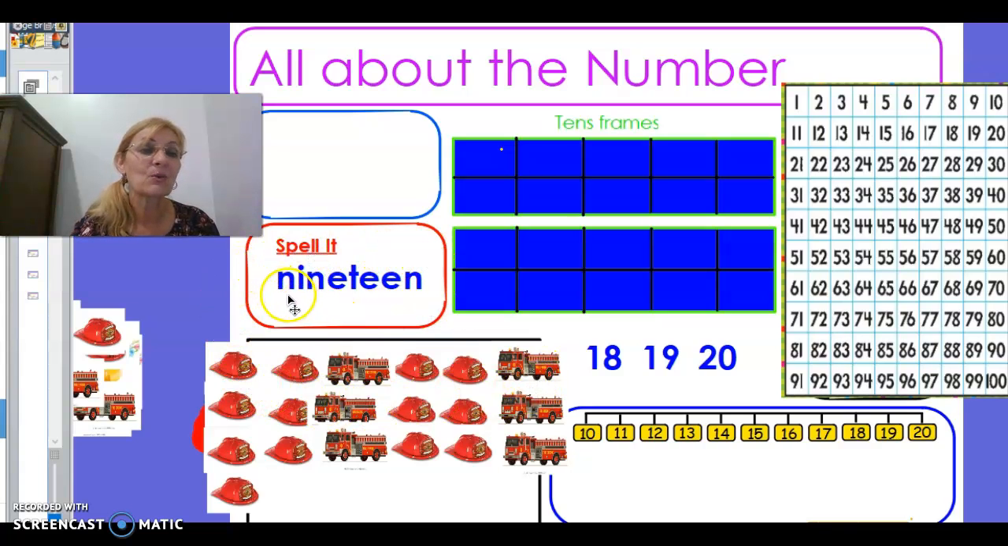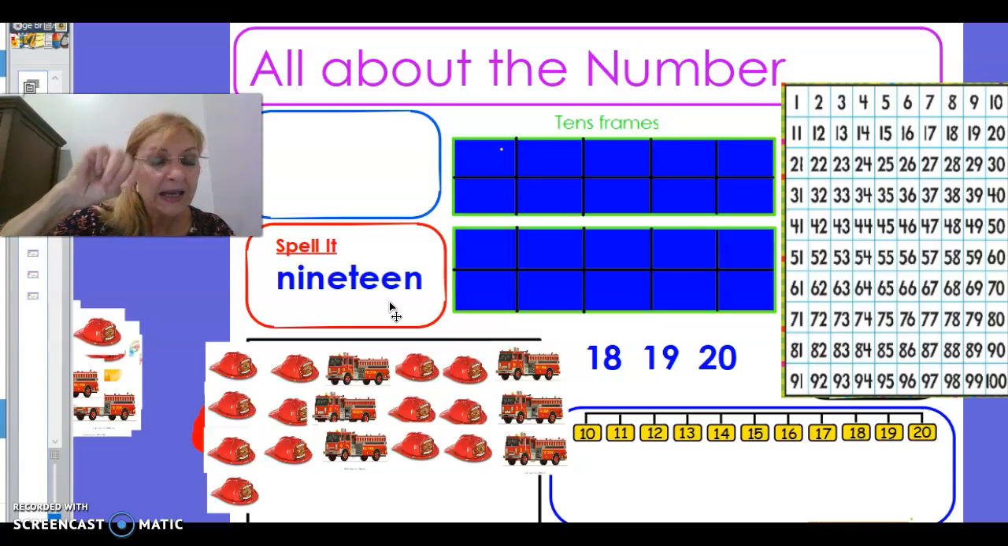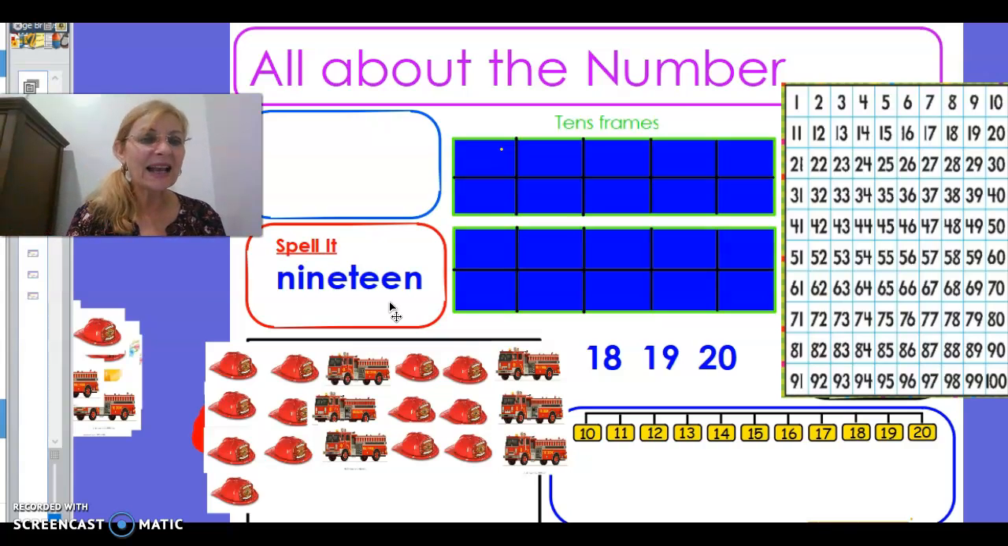And look, I even wrote the word name 19 for you. What do you notice? How many N's are in 19? Yes, 3. Hey, how many E's are in 19? Yes, 3. Isn't that interesting that 19 has 3 N's in it and 3 E's, like elephants, in it?